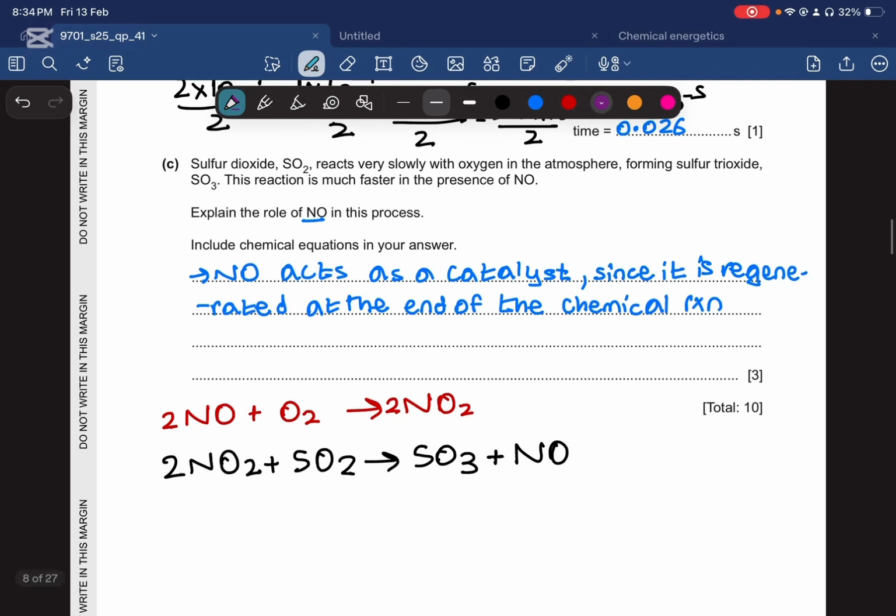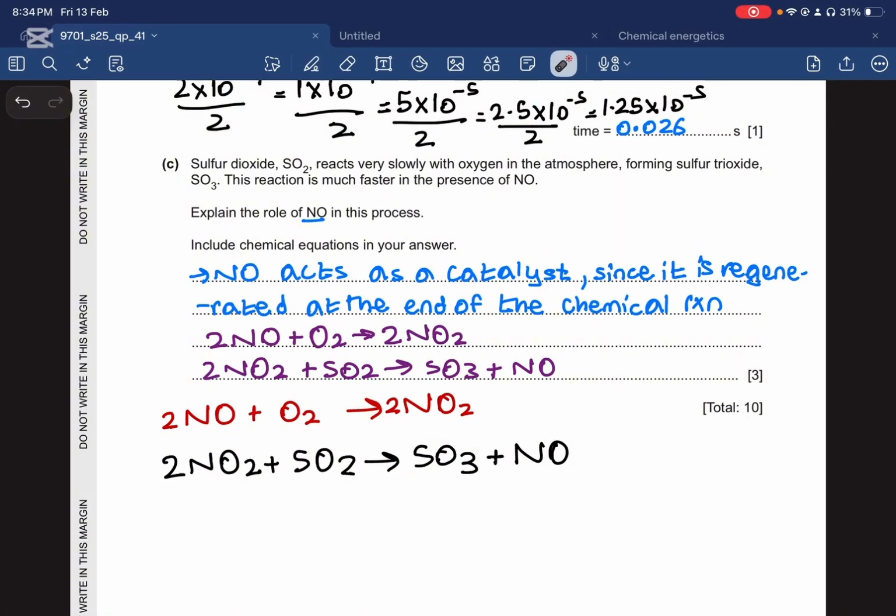Obviously, you need to remember these two chemical equations and the balanced one: 2NO plus O2 makes 2NO2, and then 2NO2 plus SO2 makes SO3 plus NO. Let me just confirm for a second, double check if both of these are balanced. This is balanced because 2 plus 2 is 4, and then 2 times 2 is 4.